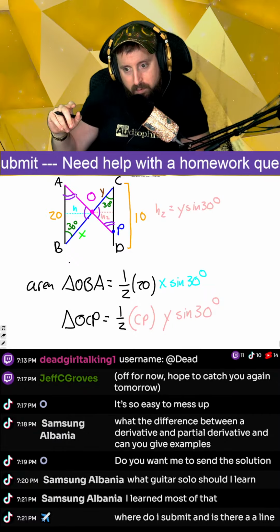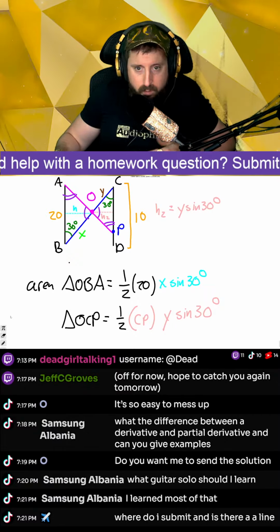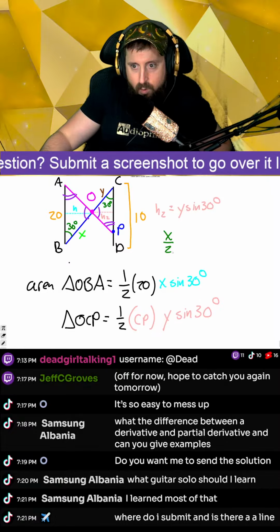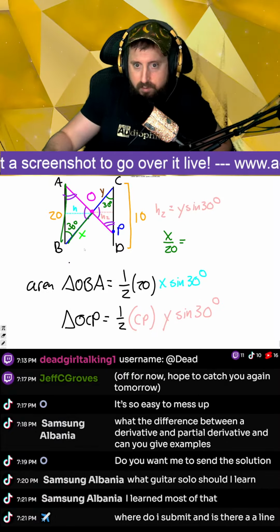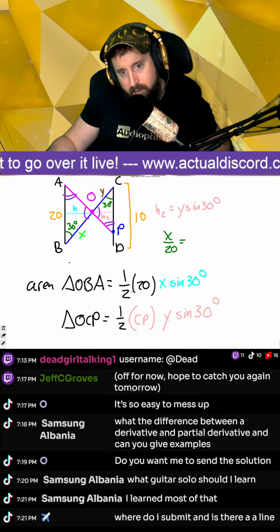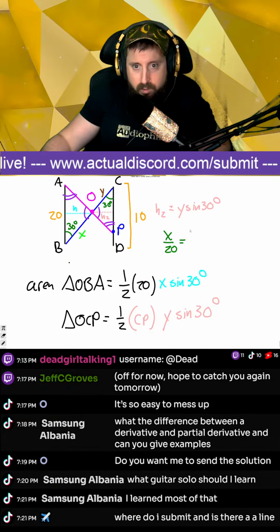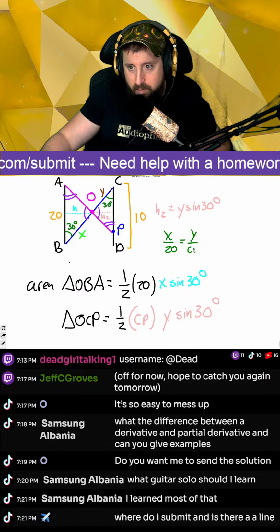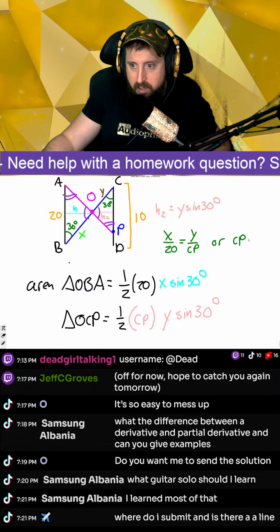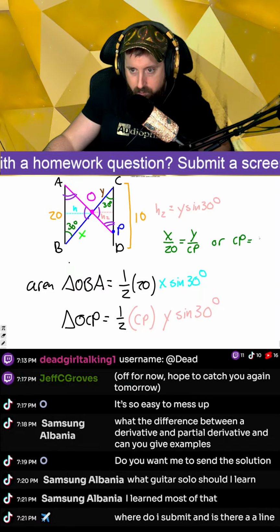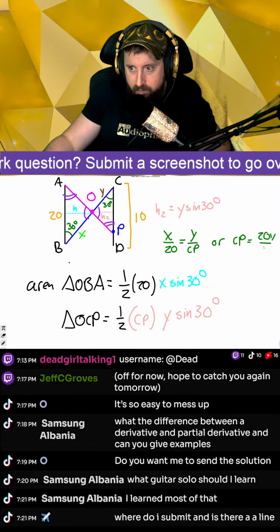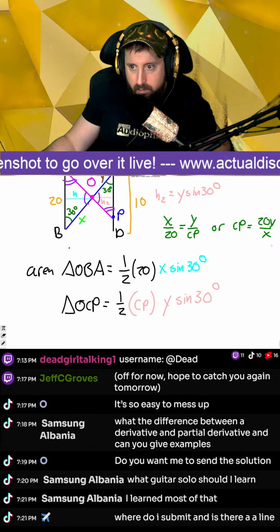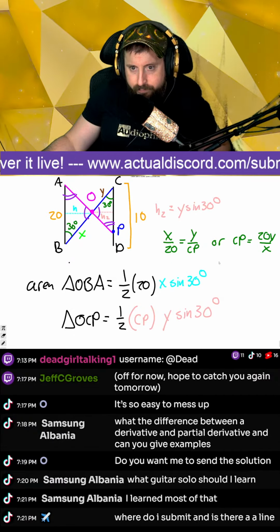Oh, this is so cool. So what does that tell me? That tells me that x over 20, so this over this, is equal to y over CP. Or that CP is equal to 20y over x. Yeah? Ooh, it's a quadratic then, no?